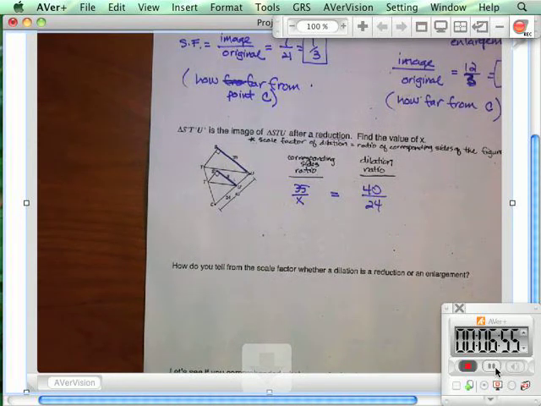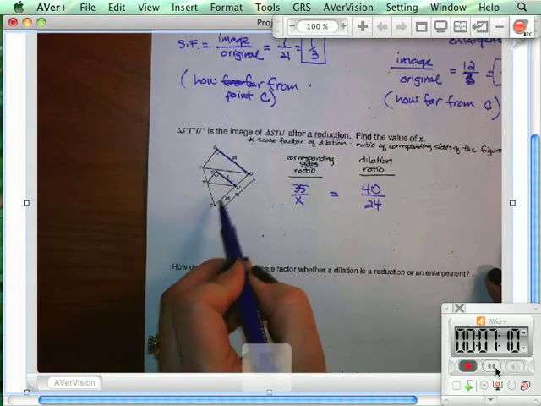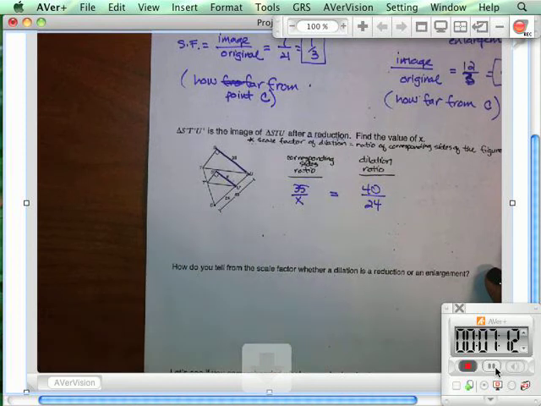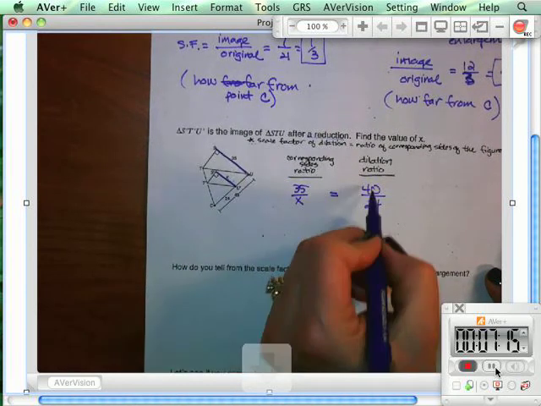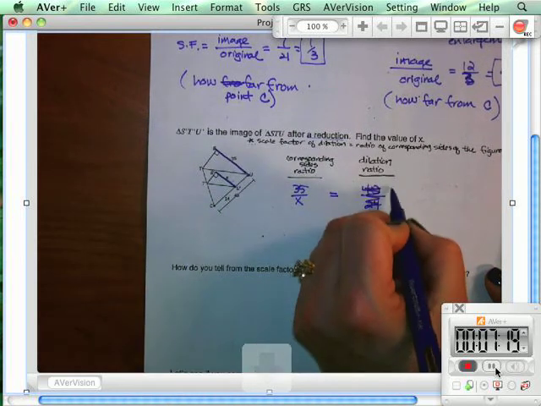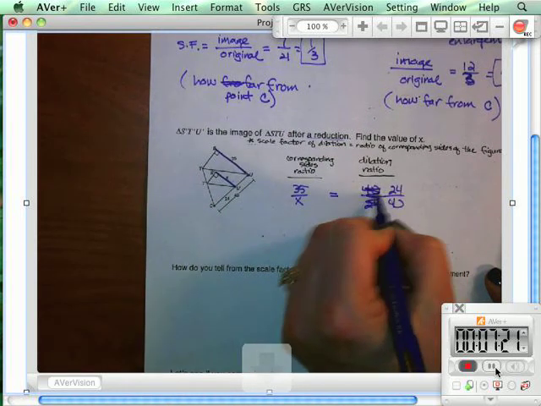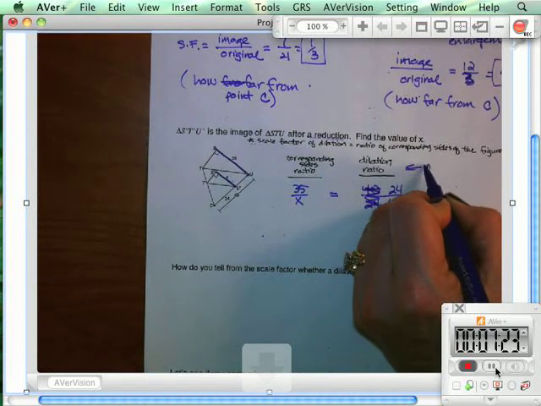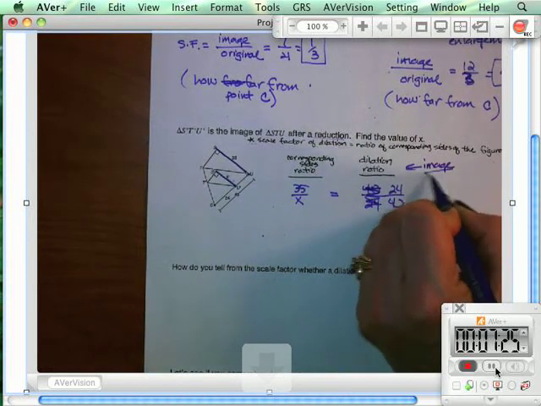So what I did was make a ratio of corresponding sides, including x, because that's what I need. I'm going to compare it to the dilation ratio, which remember is always the image over the original. Oh, I wrote it wrong. Image over the original. Let's change this. The image is 24 over 40. Sorry, I wrote it wrong. That's image over the original.